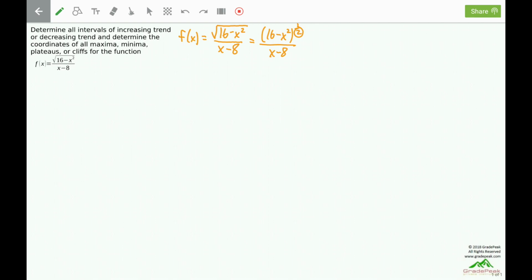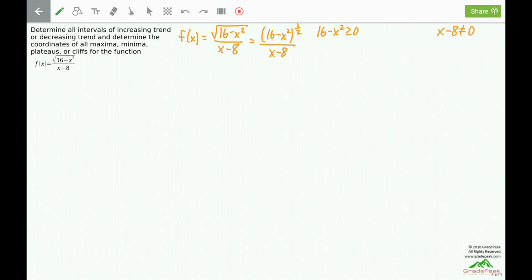The domain of an even root isn't necessarily all real numbers. The domain requires that what is inside of an even root has to stay greater than or equal to 0. So 16 minus x squared has to stay greater than or equal to 0. There's also a denominator, and the denominator cannot equal 0, so x minus 8 does not equal 0. Those are the two conditions that need to be held for the domain.